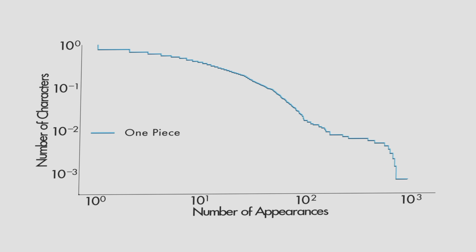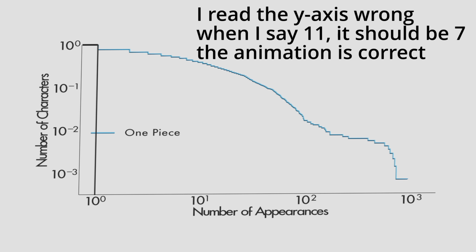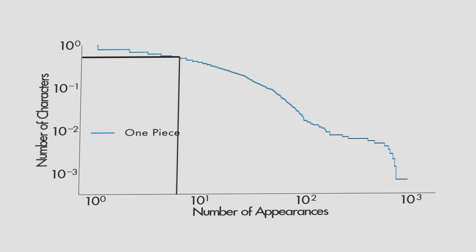So how many characters appear once or more? Well, that's all of them, so it gets a 1. How many characters appear 11 times or more? Well, that's actually close to 50%. So for a given character, there is only a 50% chance that they will appear in over 11 episodes.